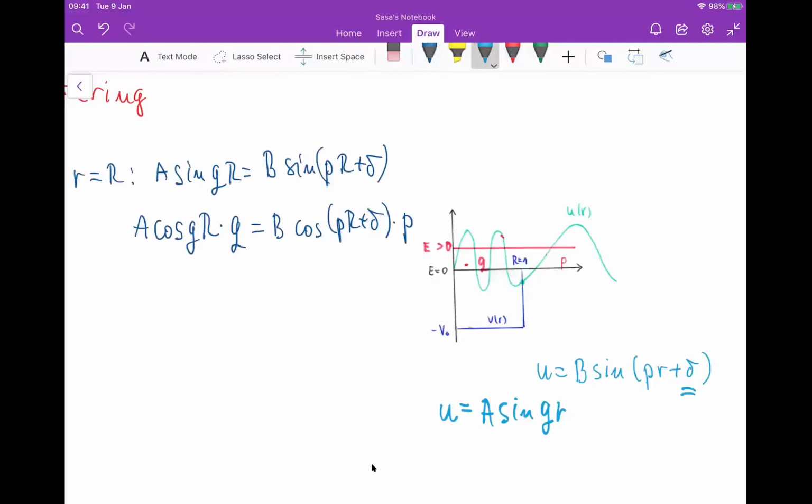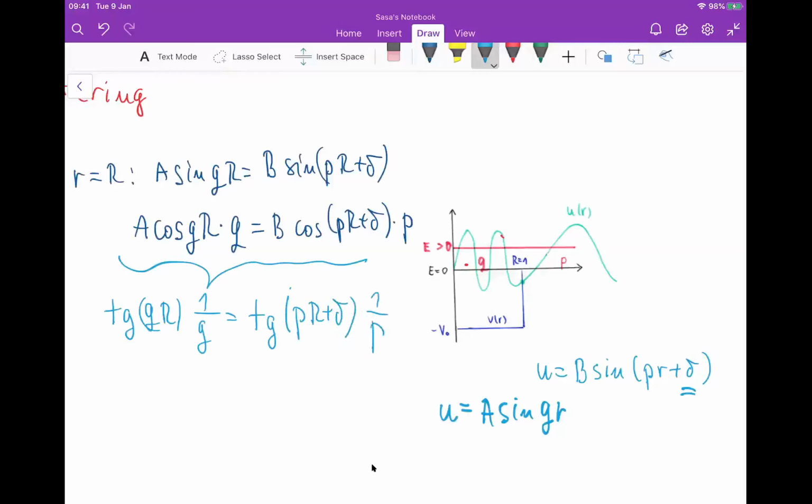Okay, now divide both equations like before and we'll get tangent QR times 1 over Q is equal to tangent (PR plus delta) times 1 over P. Okay, and so for given momentum or energy, you get the Q from the potential and then from this equation, you get the phase shift. You just turn it around, extract this phase shift, and you have an explicit expression, which is very easy to play with. Okay, so I'm going back to the slides now.